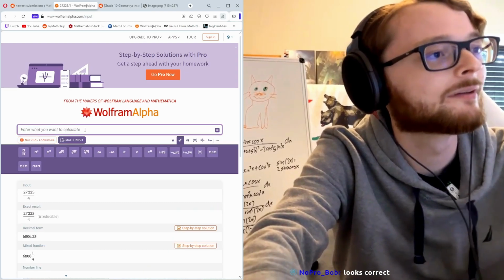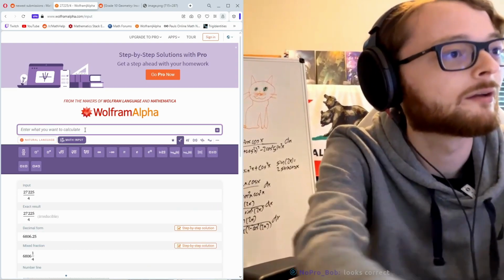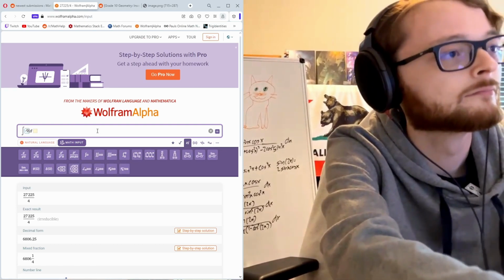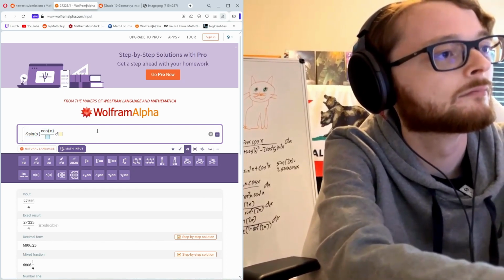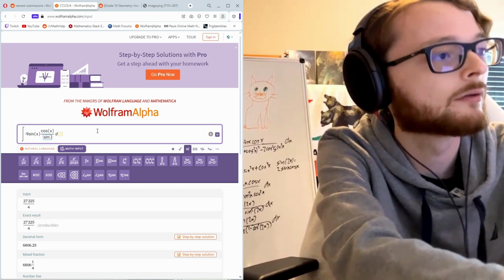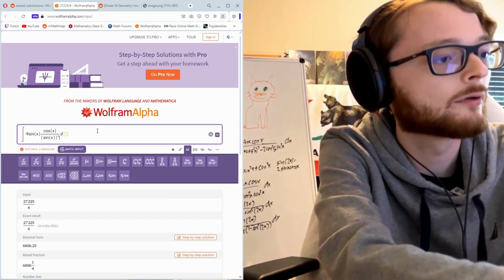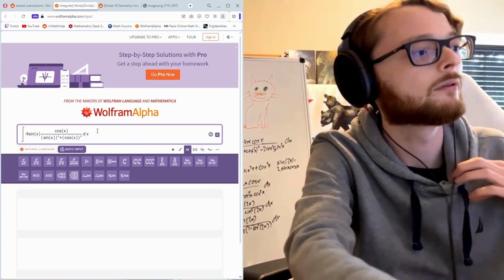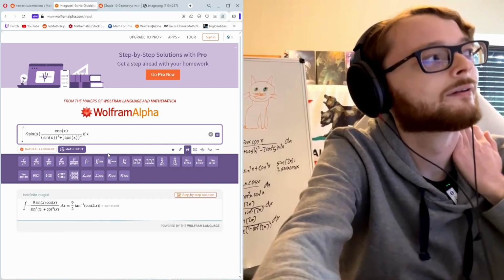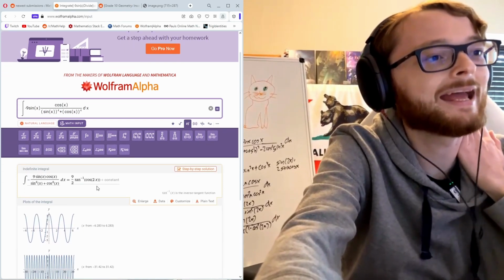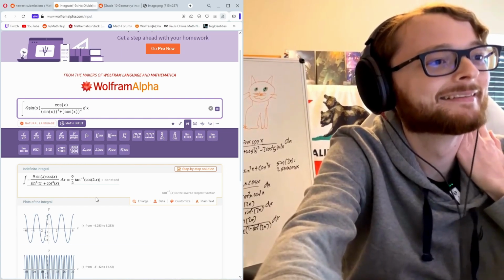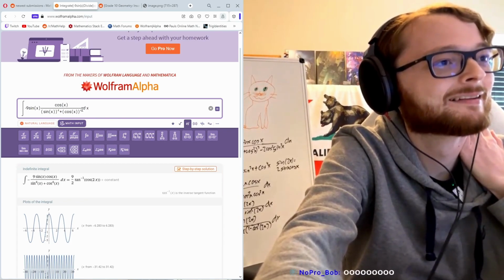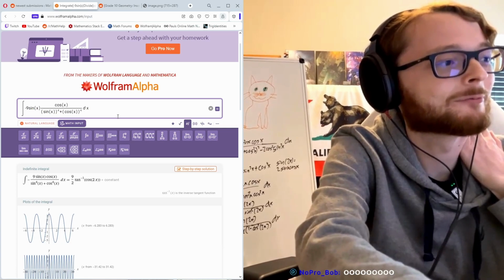Wolfram Alpha? What do you say about this integral? That's fine. Fourth plus cosine x to the fourth. Hey, look at that. That's kind of a fun one. Great spot on that technique.